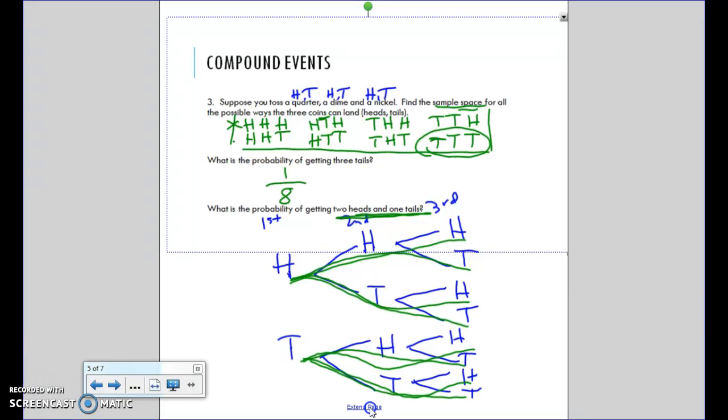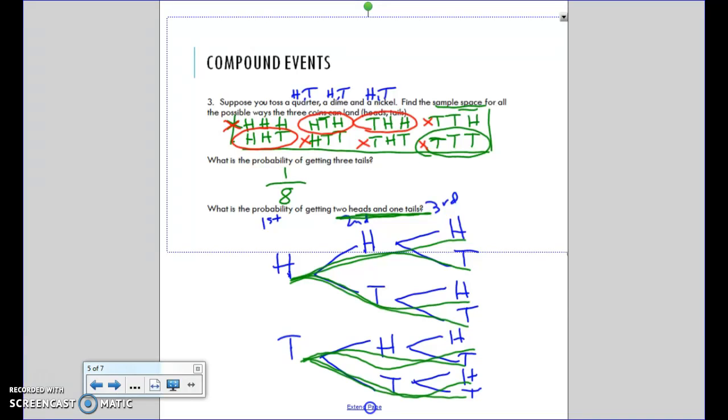Okay, this one does not have 2 H's and 1 T. This one, I'll use a different color so we can see. This one does not have 2 H's and 1 T. This one does. This one has 2 H's and 1 T. This one does not. This one has 2 H's and 1 T. This one does not. This one does not. And this one does not have 2 H's and 1 T.